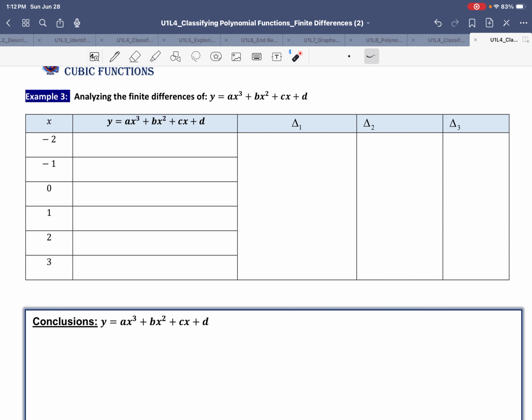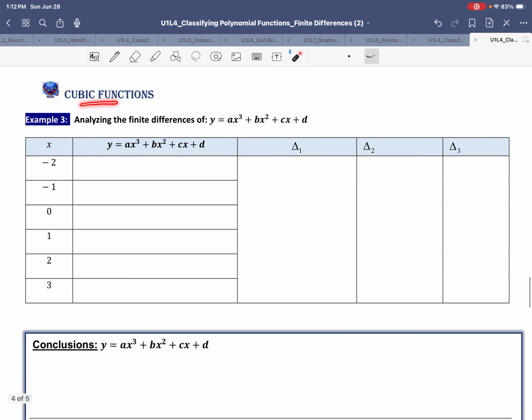We'll continue with finite differences in cubic functions. So what we're trying to do here is analyze how finite differences can help us determine the coefficients in a specific polynomial function. We're looking at third degree this time. And for this, we have selected a third degree polynomial function in standard form. We are looking at the general form of it, and that is because we want to see what connections exist between the coefficients and the finite differences.